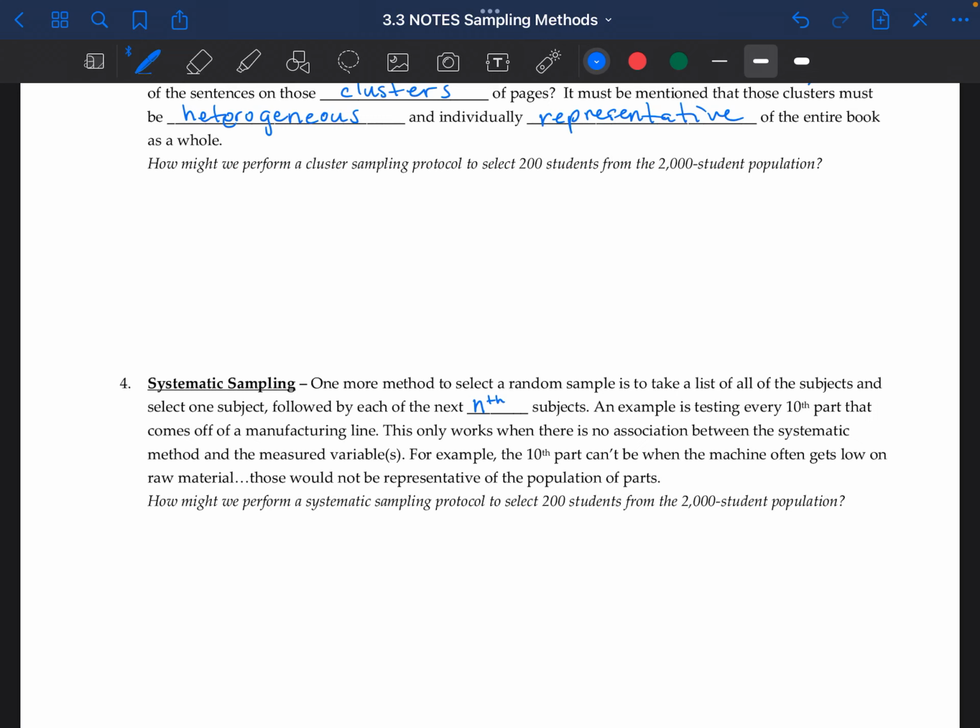In our example here, I don't think there's a way to make that happen, but maybe you can brainstorm something like that. Anyways, what you're trying to do is still make it representative of the parts. We'll talk a little bit about how to mess this up in class. But I want you to think about this: suppose you have a list of all of the students at Fremont and you want to grab 200. Let's say there's 2,000 students. How do you do that in a systematic way? Write that down.